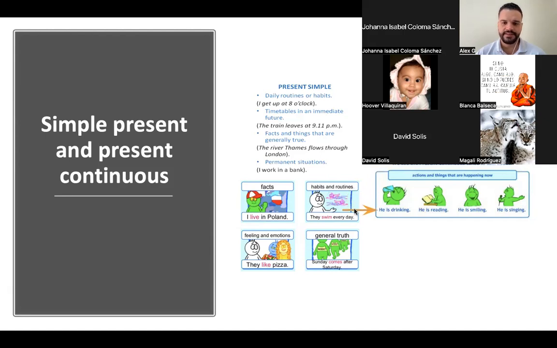Here we have some examples. Hoover, can you please read the examples here? He's drinking. He's reading. He's smiling. He's singing. Excellent. So what happens if I ask you, Hoover, what are you doing right now? What are you doing right now, Hoover?